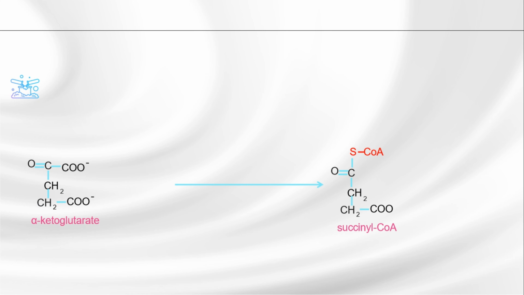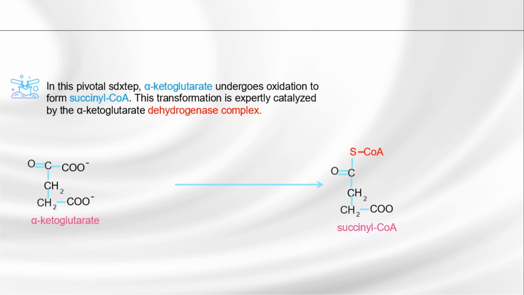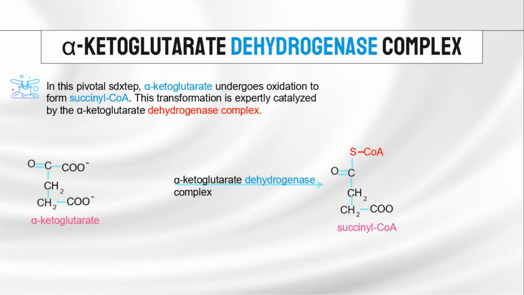As we continue our journey through the citric acid cycle, let's explore the formation of succinyl-CoA, a critical step brimming with energy and transformation. In this pivotal step, alpha-ketoglutarate undergoes oxidation to form succinyl-CoA. This transformation is expertly catalyzed by the alpha-ketoglutarate dehydrogenase complex. Imagine this enzyme complex as a sophisticated molecular machine, executing a precise and multifaceted reaction.